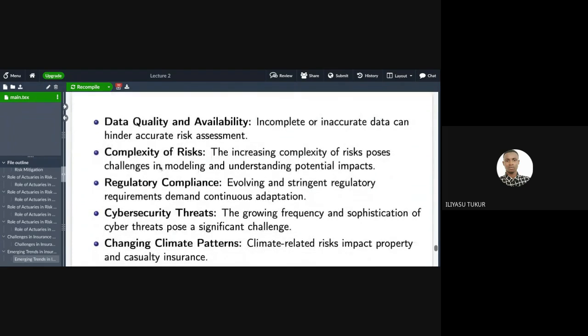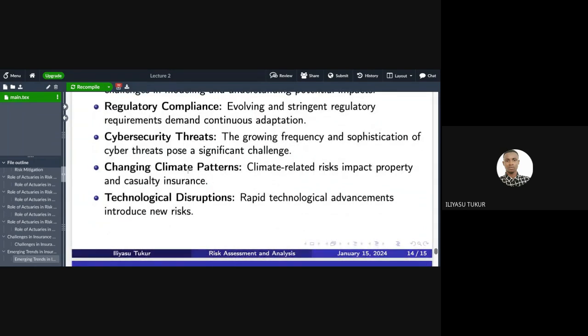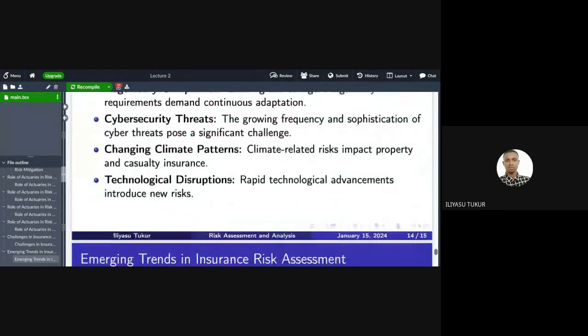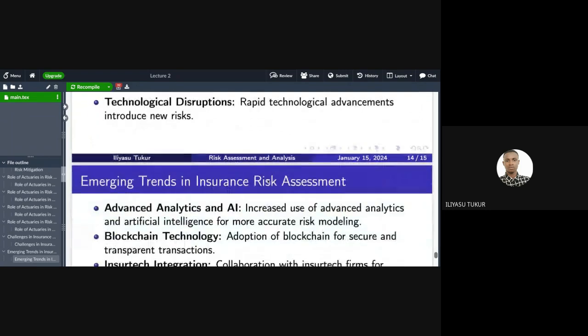Okay, so regulatory compliance. Yeah, we already mentioned this. Cyber threat we already mentioned. Changing climate patterns. So this is related to weather related issues. So what will happen? Okay, technology disruption. This is also talking about technology.